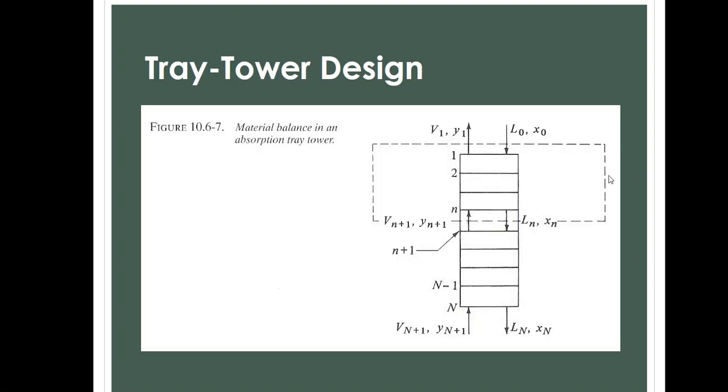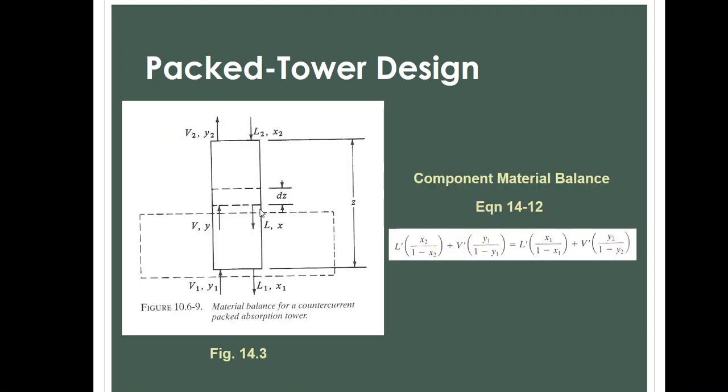And this is how a column looks like if it's a tray tower. So you have L0, you have V1, you have VN plus 1, you have LN. Okay, here you have a tray absorption tower. Now, if it's a packed tower, so you have packing material in between, you have V2, L2, V1, L1. Notice I used this particular illustration because this time you're using 1s for all the streams below the column and we're using 2 for all the streams on top of the column.